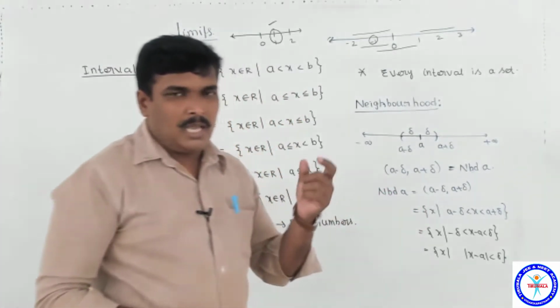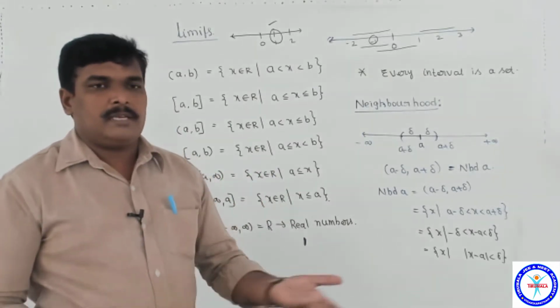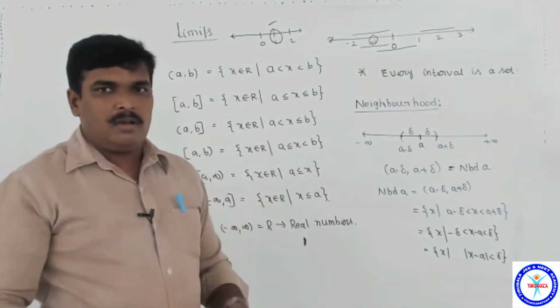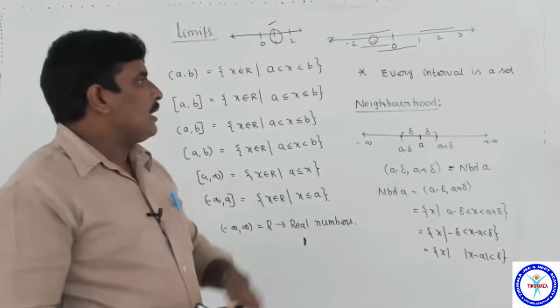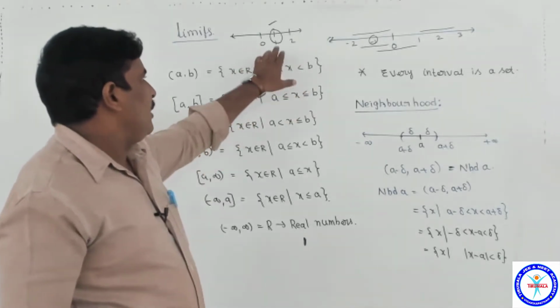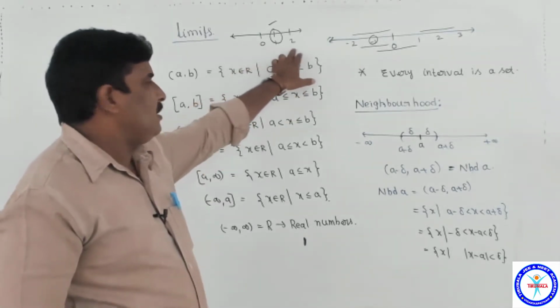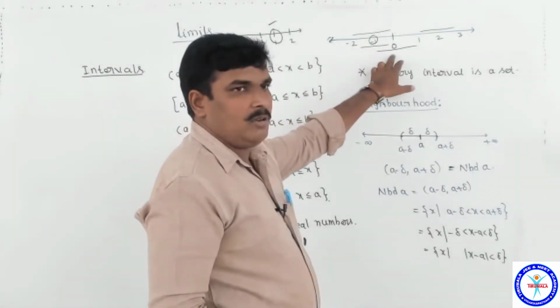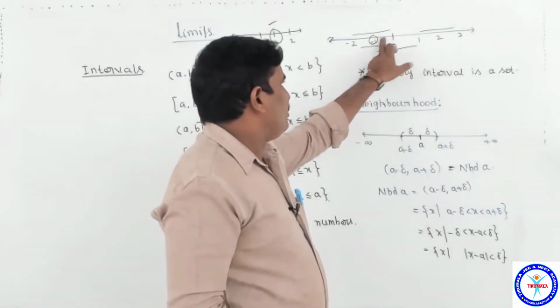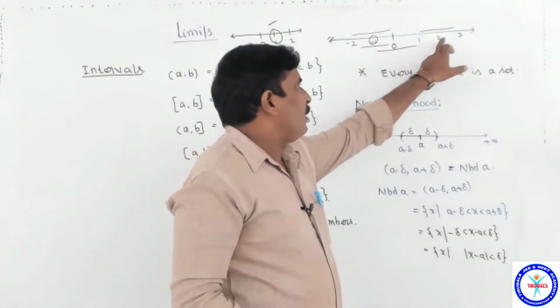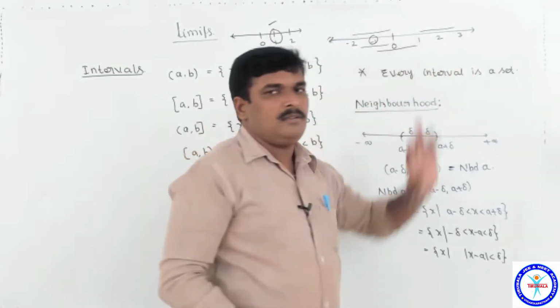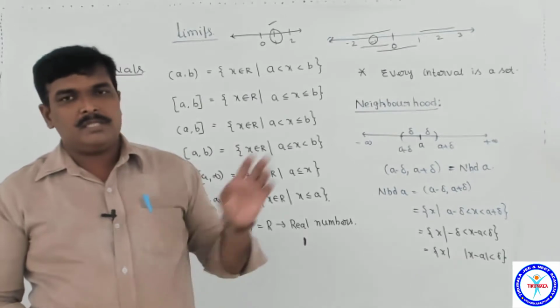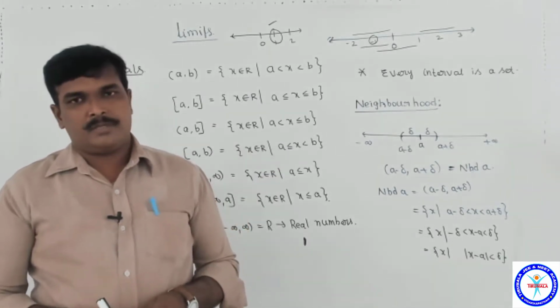Neighborhood means neighbors, just like neighbors. So every neighborhood of 1 always lies between 0 and 2, and every neighborhood of minus 1 lies between minus 2 and 0. Neighborhood of 0 lies between minus 1 and 1. Neighborhood of 2 always lies between 1 and 3. Okay, students, this is the neighborhood concept.